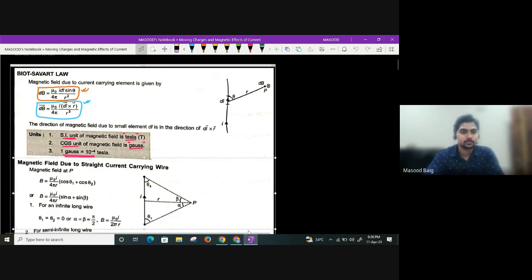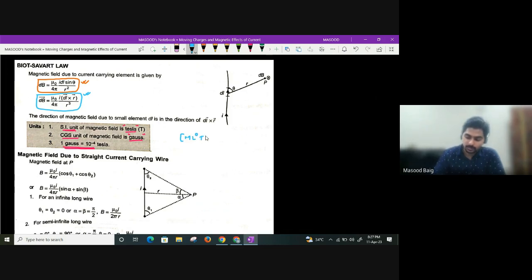Right. Board visible, all of you? Yes. Right. Static charge, always remember, will produce electric field. Moving charge will produce both electric field as well as magnetic field. So whenever charge is moving, obviously there will be current. So due to a current carrying element, there will be magnetic field. The magnetic field was given by Biot-Savart's law. In magnitude, in scalar form, it is mu naught by 4 pi I dl sine theta by r square. And in vector form, it is mu naught by 4 pi, same only, but instead of I dl sine theta, I will write dl bar cross r bar divided by r cube. SI unit is Tesla, CGS unit is Gauss, and one Gauss will be 10 power minus 4 Tesla.